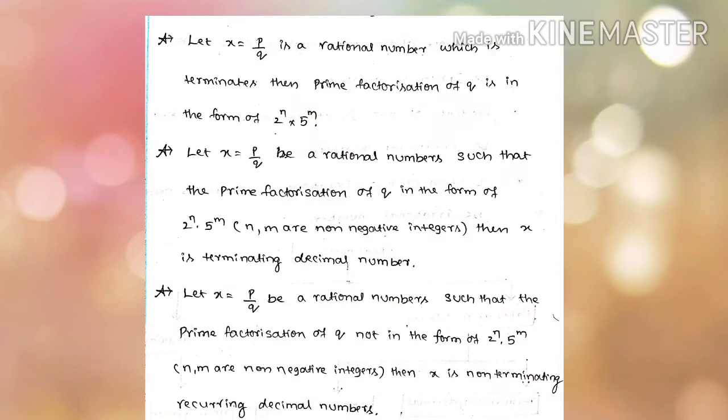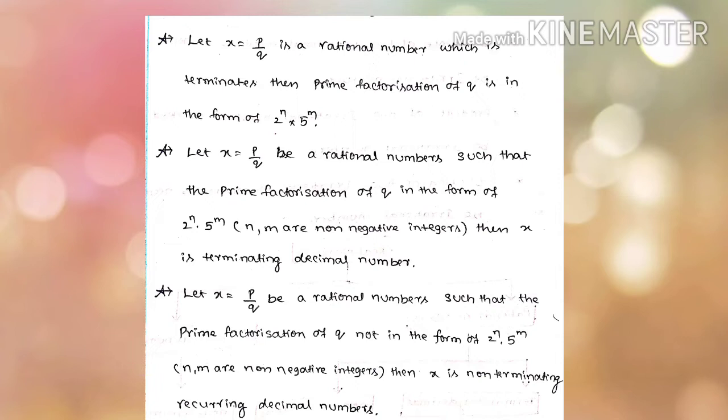Let x is equal to p by q be a rational number, which terminates when the prime factorization of q, the denominator, is in the form of 2 to the power n into 5 to the power m. Shortly, in normal language, if the denominator factors are 2 and 5, then it is called a terminating decimal number. And the next one: let x is equal to p by q be a rational number such that the prime factorization of q is in the form of 2 power n into 5 power m, then x is called a terminating decimal number.